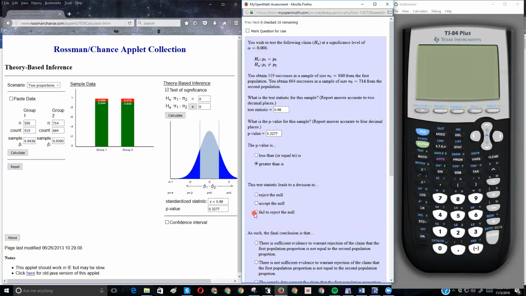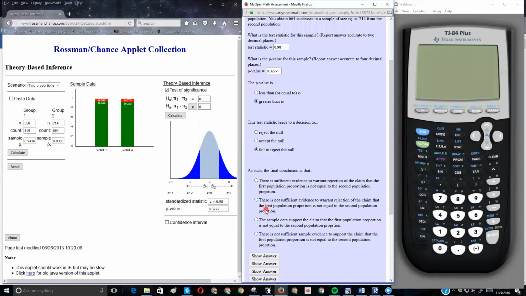So we cannot reject the null hypothesis. Remember, we never accept it. We always fail to reject it. And then we're going to interpret it. Let's see. There's sufficient evidence to warrant the rejection of the claim that the two populations are not equal.